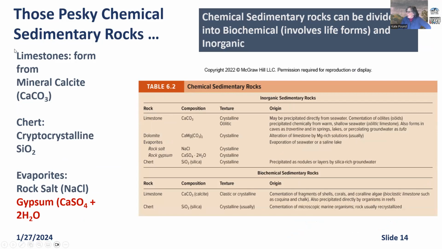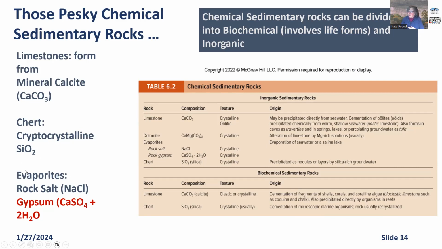What's really important here is limestone forms from the mineral calcite. And the mineral calcite gets precipitated by organisms making their shells. Those organisms die, their shells break up into smaller or larger pieces, and effectively that makes a limestone. There are also chemical sedimentary rocks that are not biochemical. Some cherts are, some cherts are not. But the short story is chert is made up of silica.